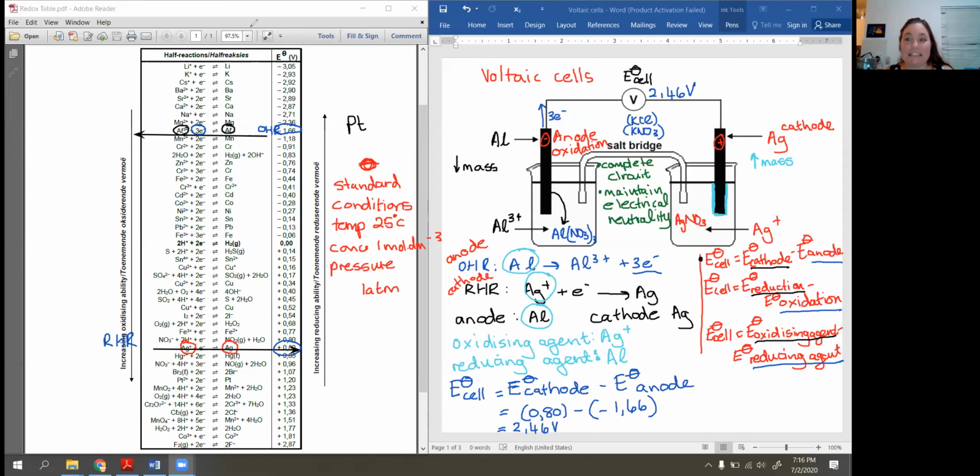Anyone? Okay, yeah, we got a taker. All right, lithium and fluorine. You would effectively make sure that you had the very top one here on the table and the very bottom one on the table, because that would give you the maximum possible voltage you could get.